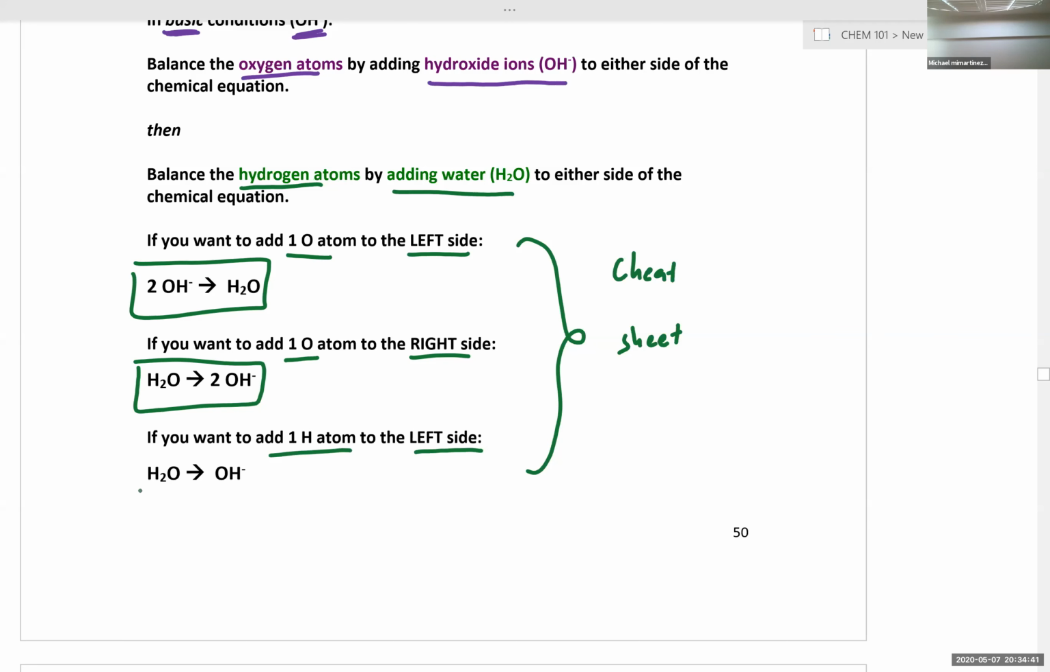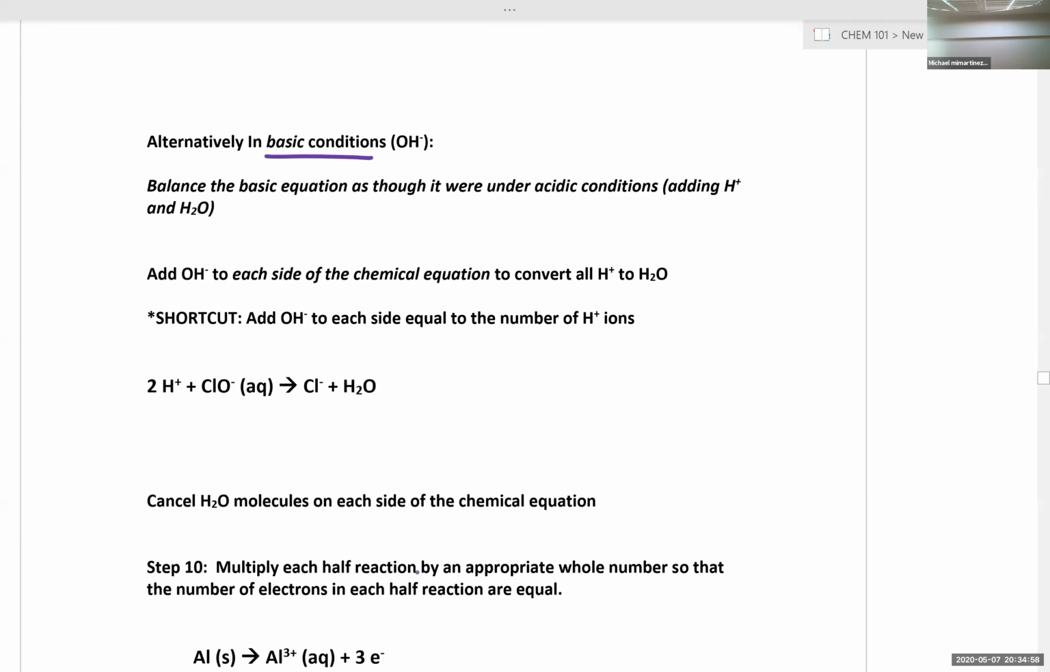So this is your cheat sheet, but a far easier method for basic conditions is that we play a bit of a pretend game. We balance the basic equation as though it were under acidic conditions. Then we add hydroxide to each side of the chemical equation to convert all H plus to water. In other words, you add hydroxide to each side equal to the number of H plus ions.